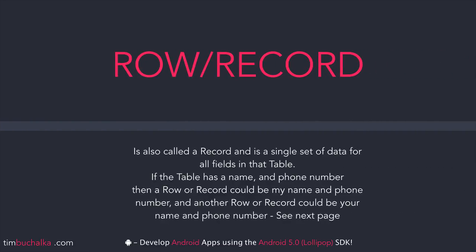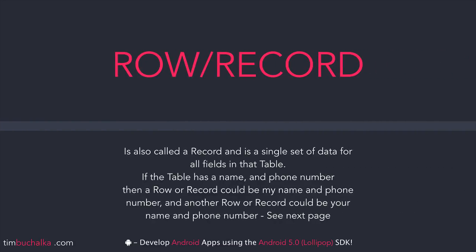A row, slash record. This is a single set of data for all fields that are in that table. So if you've got 3 or 4 fields, or in the example on the screen, if the table has a name and a phone number, then a record or a row could be my name and phone number, and another row or record could be your name and phone number. So it's really a collection of all the fields that comprise one entry in that table.